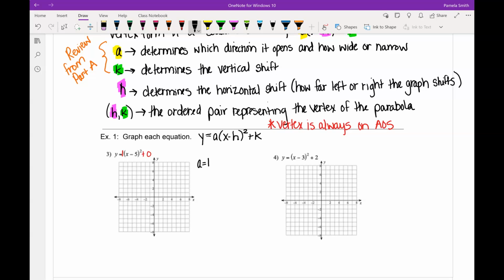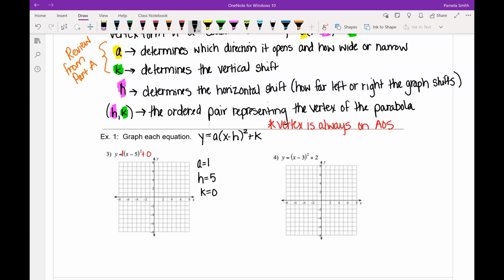So in this case, a is equal to 1. Now with h, this is where you have to be cautious. The equation says x minus h. So if there's a minus inside, h is actually positive. If there's a plus inside, h is negative. This is where people usually get tripped up because a and k are just like we see them. H is opposite. So in this case, h would be positive 5 because it's minus 5. And k would be 0.